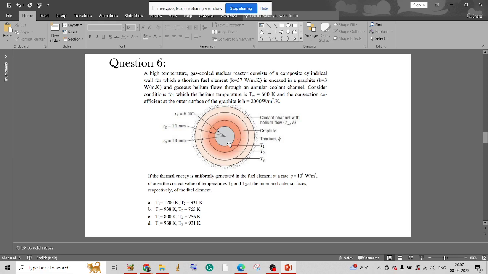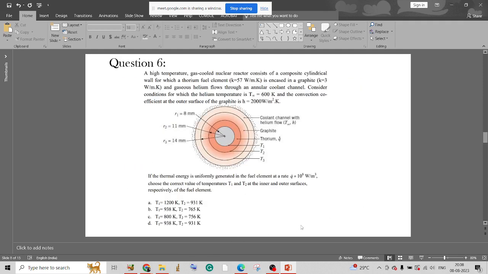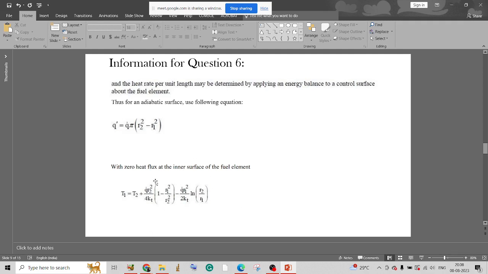Heat generation is already given as 10 to the power 8 watt per meter cube. We can use that. With zero heat flux at the inner surface of the fuel element, the heat flux will obviously only be due to the heat generation, and heat is only generated in the fuel element, that is the thorium. That's why there will be zero heat flux on the inside. So this equation can be considered for the fuel element that is generating the heat. Here, T1 is equal to T2 plus the expression that is given.